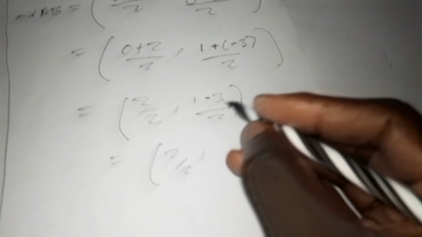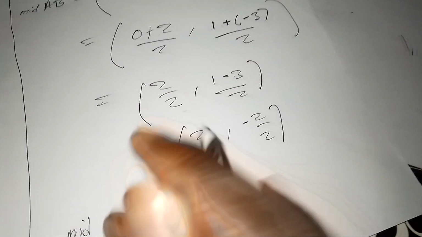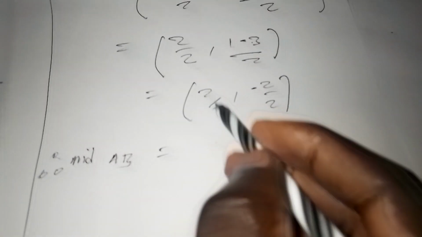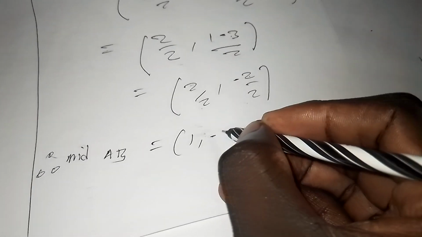Positive times negative, that is negative, divided by 2. Then we say 2, comma, 1 minus negative 3, that is negative 2, comma, negative 2, divided by 2. Then later on, I'm going to have the midpoint of AB. Therefore, because we're concluding here, what's 2 divided by 2? That is 1, comma. Negative 2 divided by 2, that is negative 1. So the midpoint of AB is 1, comma, negative 1.